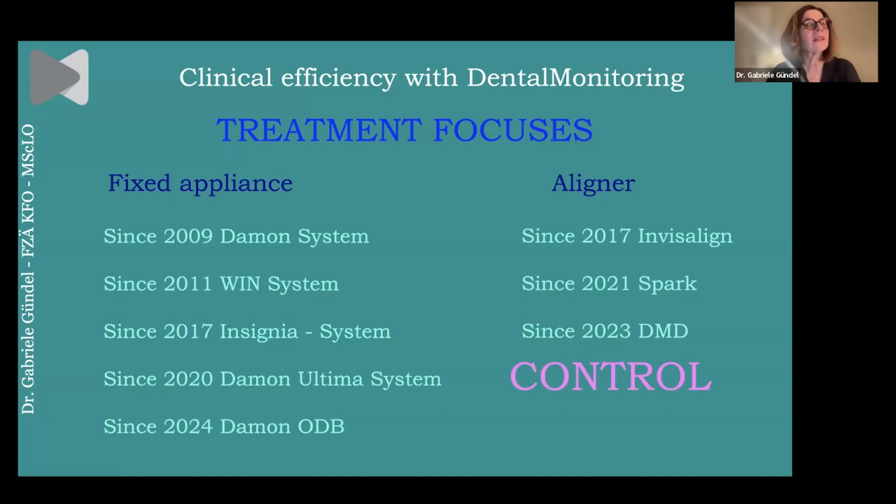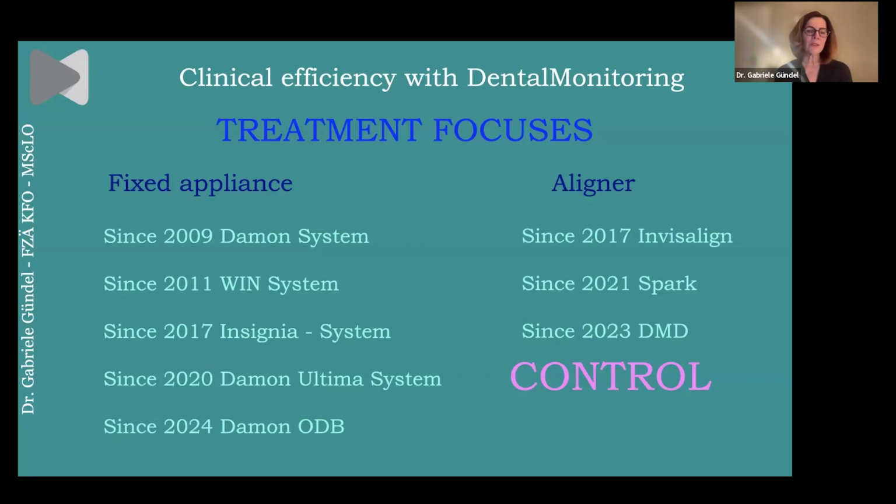Why am I telling this? Because I would like to show you that if it's possible, I like to have control about the treatment progresses of my patients, and with approval-supported systems like Insignia, like Damon ODB, like Spark appliances, I have a lot of control. And I need this control.